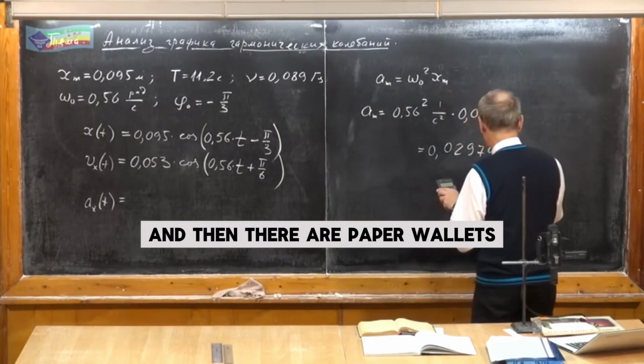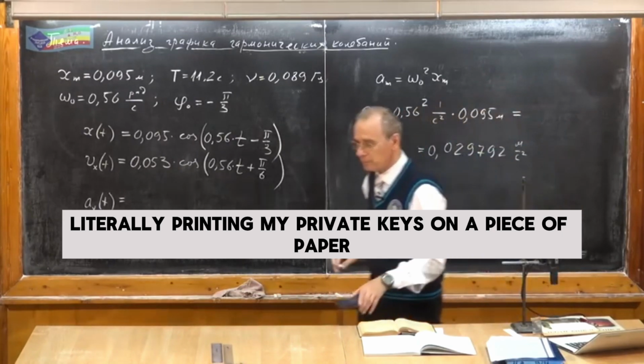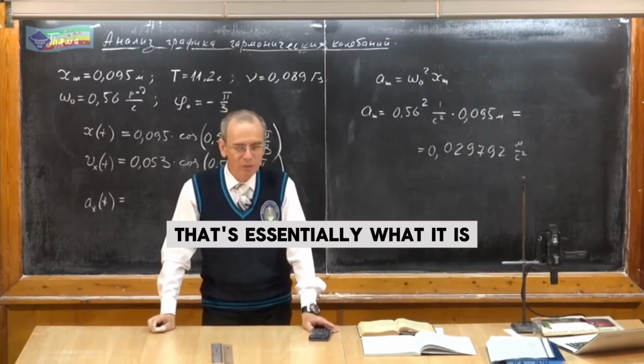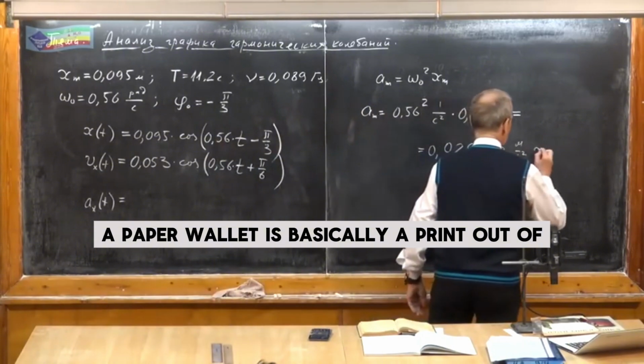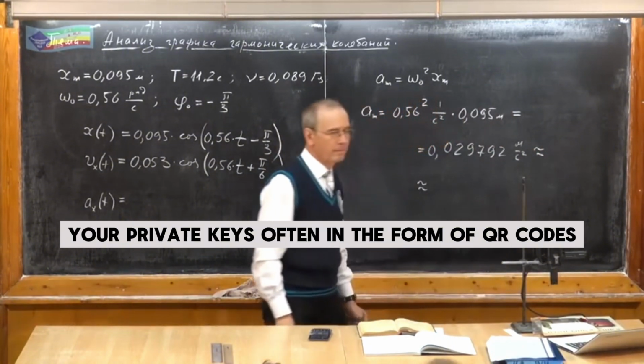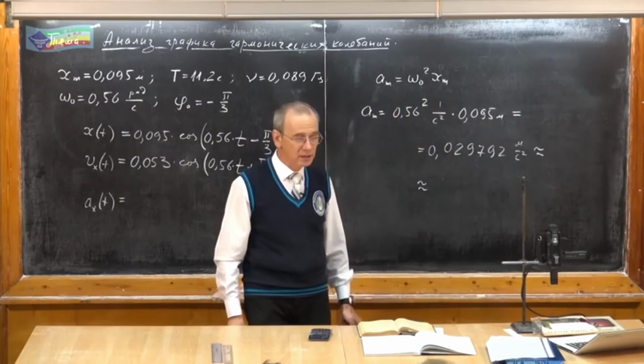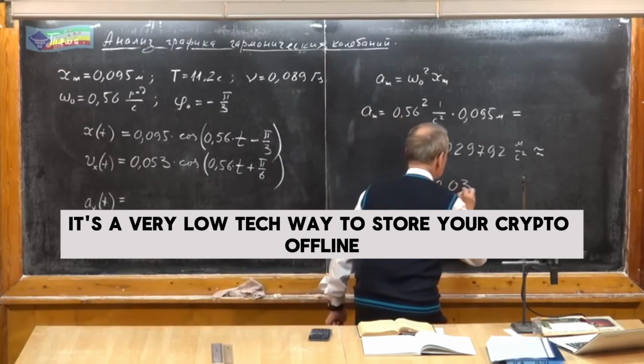And then there are paper wallets. I'm picturing like literally printing my private keys on a piece of paper. That's essentially what it is. A paper wallet is basically a printout of your private keys, often in the form of QR codes. So it's a very low-tech way to store your crypto offline.